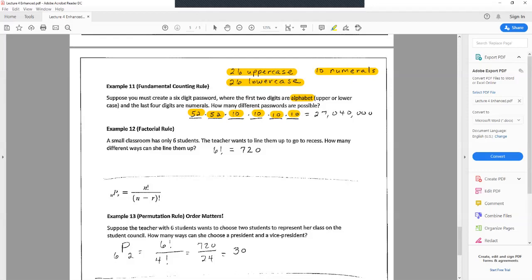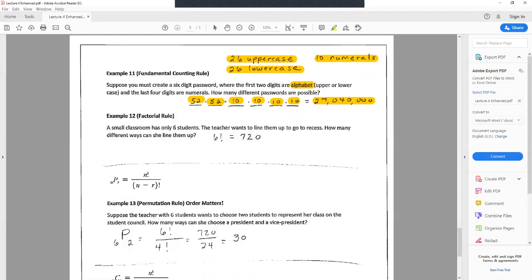So we just multiply 52 times 52 times 10 times 10 times 10 times 10. And I calculated and got 27,040,000. That means that there are 27,040,000 different passwords under this particular scenario.